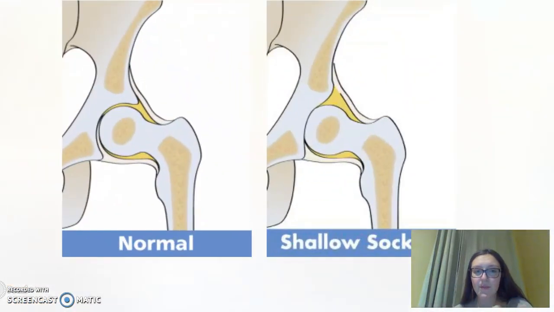So what that means, as you see here on the left, is a normal socket. The acetabulum really cups the femoral head pretty well. So as the femur moves around, it stays in contact with the acetabulum and is pretty well supported. It can't slide sideways. Now, as you see on the right, that's an example of a shallow socket.